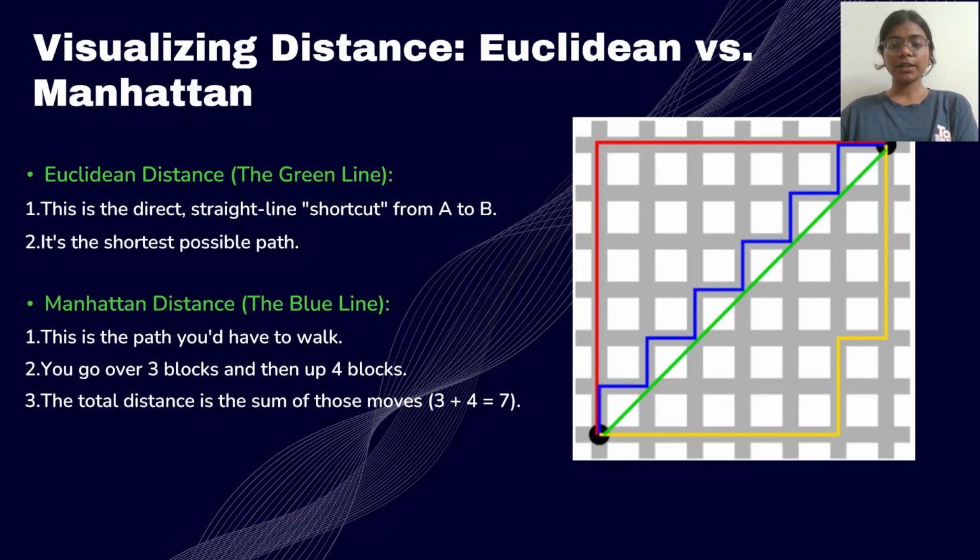This image perfectly illustrates the difference. The Euclidean distance is the green line. The direct straight line shortcut from point A to point B is the shortest possible path. The Manhattan distance is the path you would actually have to walk in a city, like the blue, red, or yellow lines. You go over several blocks horizontally and several blocks vertically. The distance is the sum of those moves. The choice of metric can actually change which neighbors are considered closer.